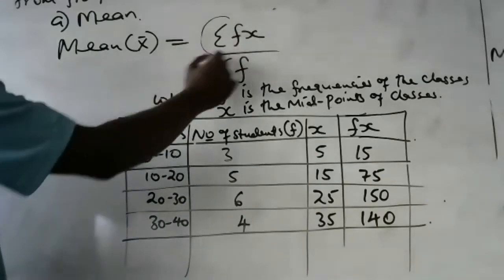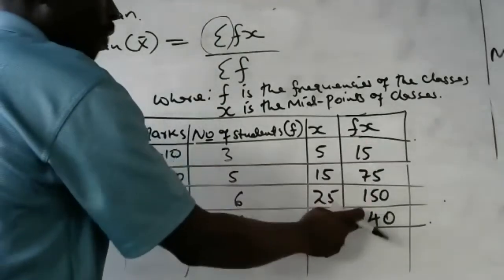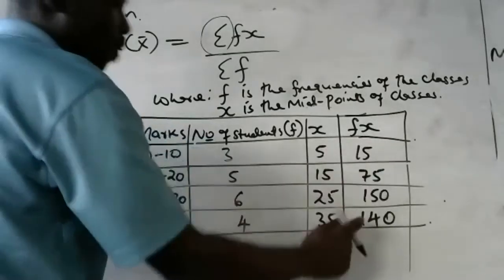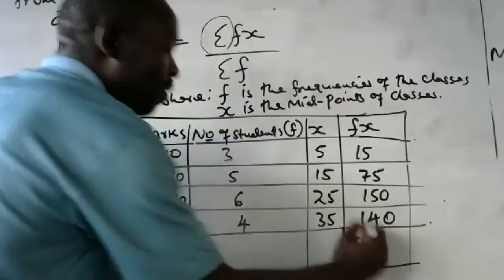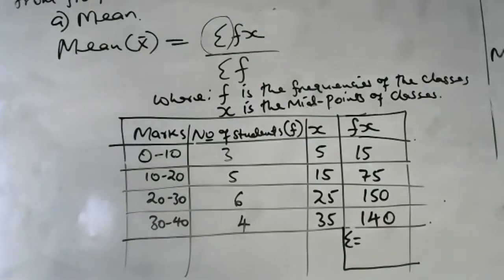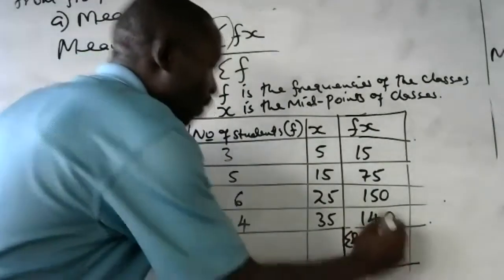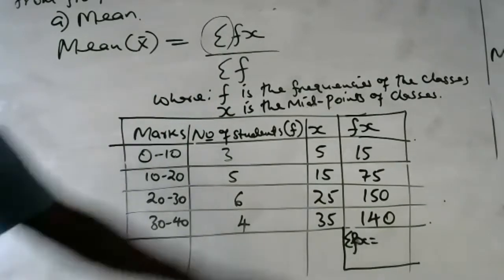But remember, now you are told to sum. So you shall add all the fx's: the fx for the first class, the second, third, and the fourth, so that when you add them, you are going to get the sum of fx. Simply, we add all the fx's for you to get the sum. If you add that, this one is 290.